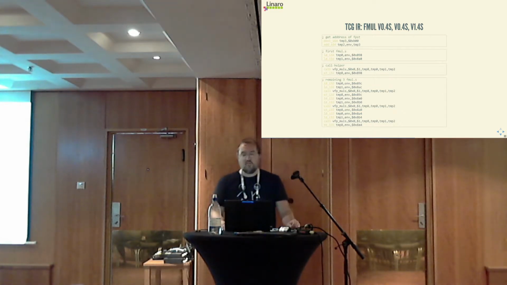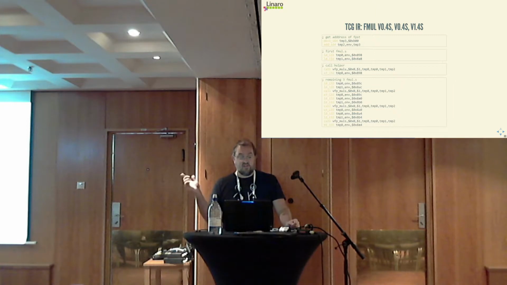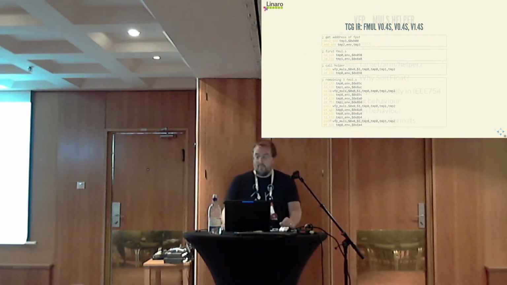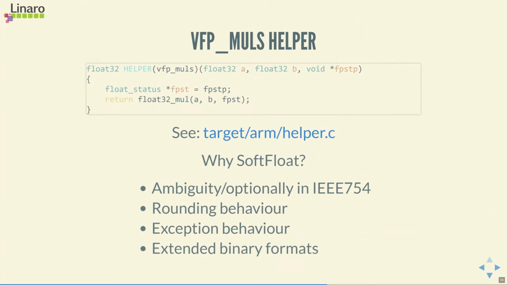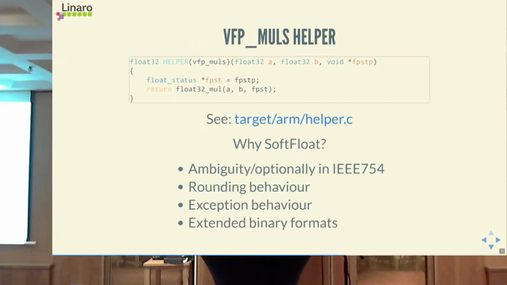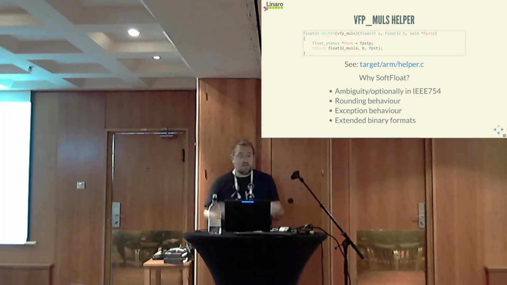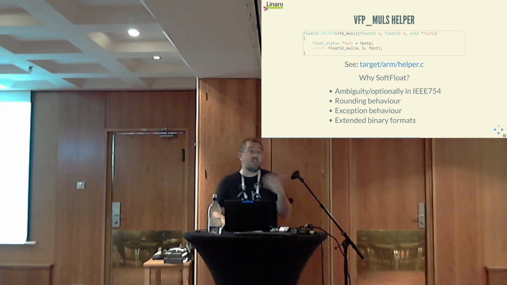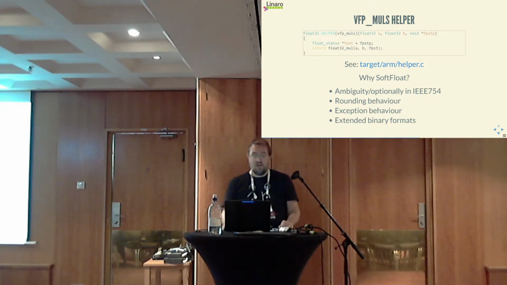So this isn't too bad for 4 multiplies, but it's going to add up soon if you're doing 16 multiplies on an AVX 512 vector, or potentially on SVE, you might have to do 64 of these in a row. So let's have a look at the helper function. Now, this is a helper for VFP muls. It's actually simply a wrapper around QEMU's internal copy of softfloat.